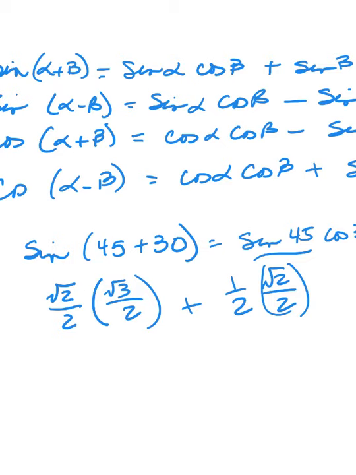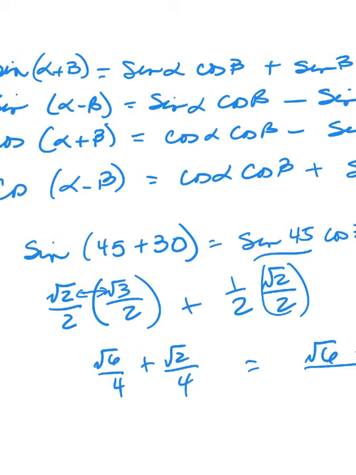So now what we have is you can multiply radicals. You can't add different radicals, but you can multiply radicals. So that's root 6 over 4 plus root 2 over 4. Multiply the bottom and top. That can be written as root 6 plus root 2 over 4. Well, let's check it on your calculator.